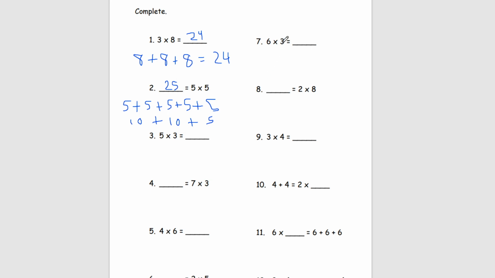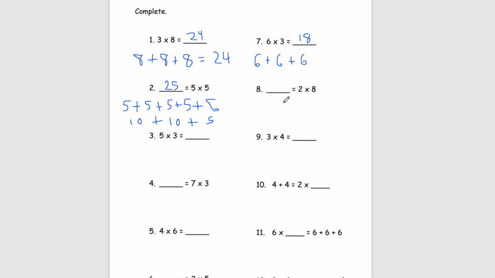On the other side, we have 7. For number 7, we have 6 times 3, and that's also telling us, same as number 1, that 6 is being added 3 times. So 6 plus 6 plus 6. You can just calculate this by adding. So 6 plus 6 is 12, and plus 6 is 18. So our answer for number 7 is 18.